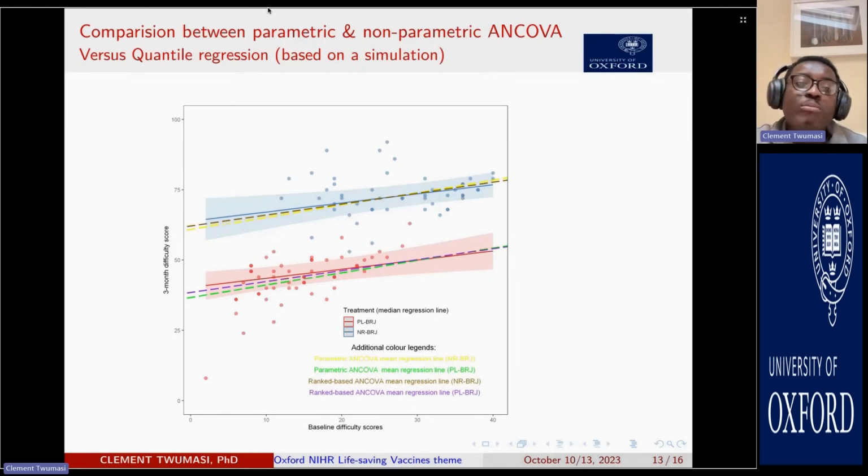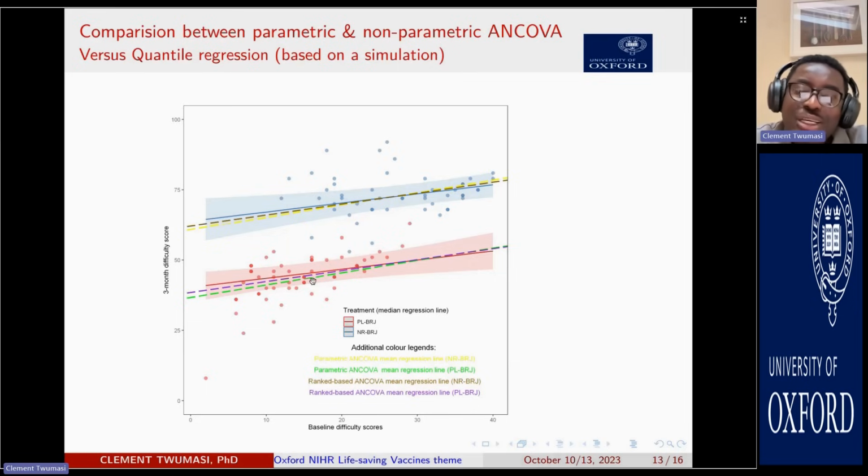And then we compare that to a quantile regression where we're trying to predict the median. Here the red line represents the fitted median regression line, which is a quantile regression where the outcome is the 50th percentile, or the median. If you look at this lower bit, the blue color, I don't know whether it's a violet color, represents the rank-based ANCOVA, that is the non-parametric ANCOVA, and the green one is the parametric ANCOVA in this case.